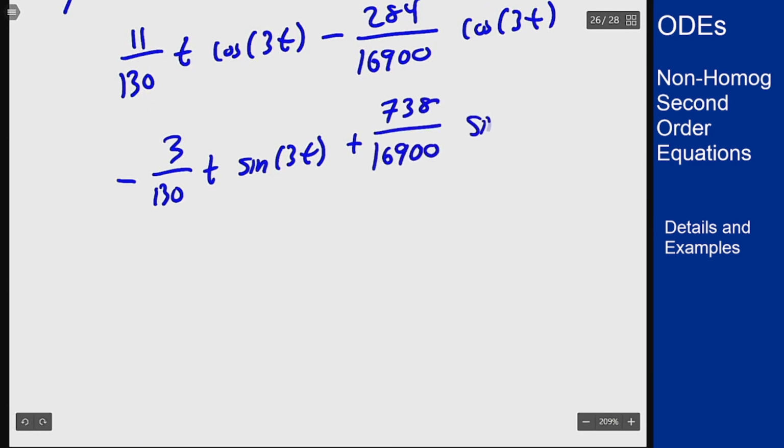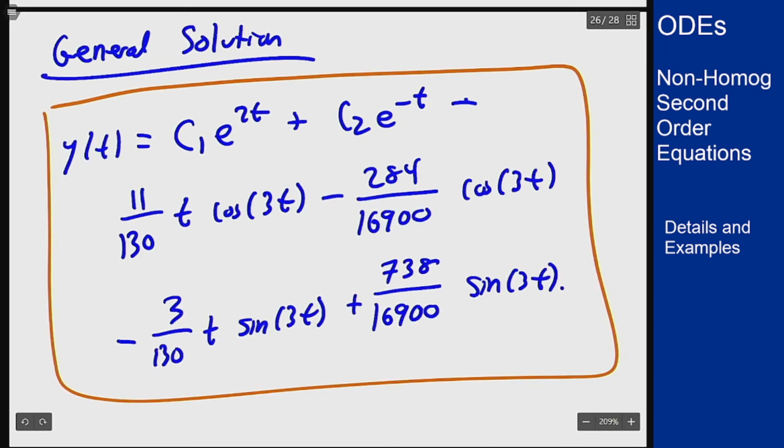16900 sine of 3t. That is a lot of work and a much larger system than you will probably ever be asked to solve by hand at any point. But the point is, it's here, you can do this. It takes a lot of work and a lot of organization, keeping things straight, but it does work out and will eventually get you to an answer for this kind of problem.